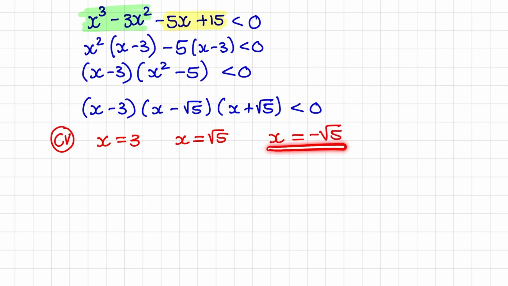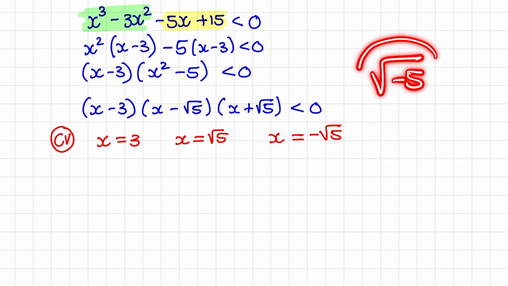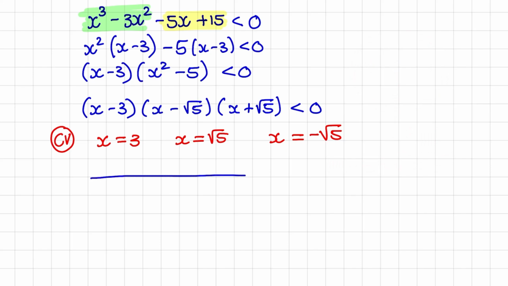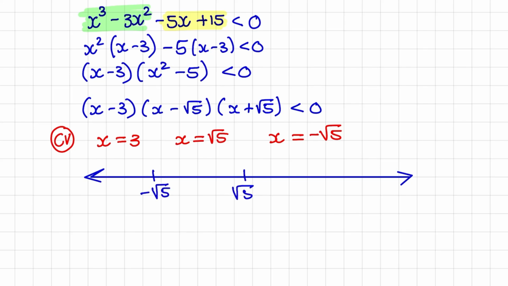Now x equal to negative the square root of 5 is a valid answer. Notice that the negative is on the outside of the square root. Therefore, this value can exist on the number line. If it was the square root of negative 5, that is not a real value and we cannot plot it on a number line. Our next step is to plot these values on the number line. So I have negative the square root of 5, then the square root of 5, and then 3. And the number line represents our x-axis.